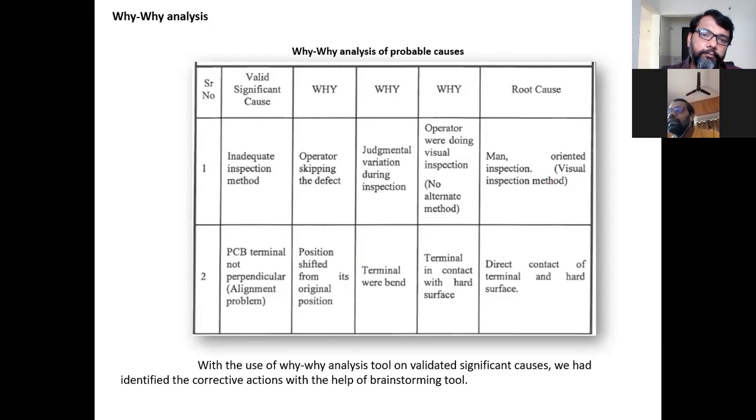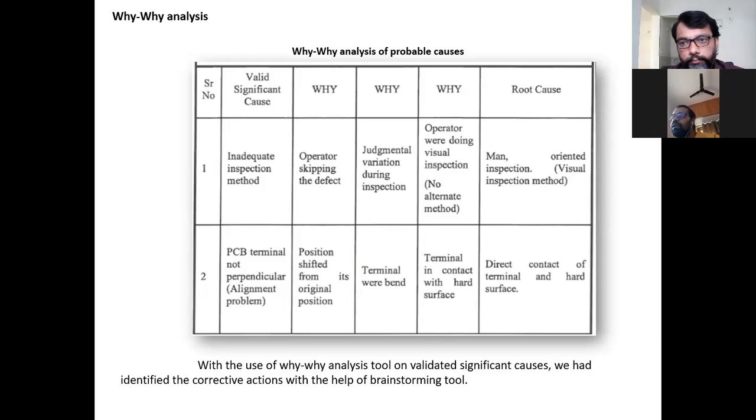If you take an inadequate inspection method, why is it inadequate? Because the operator is skipping the defects. Skipping the defect in the sense he is not doing it purposely, but as it is a human inspection method, there might be human errors there. Due to that we stated it as skipping of the defect. And why is he skipping? Judgmental variation. That is what I explained.